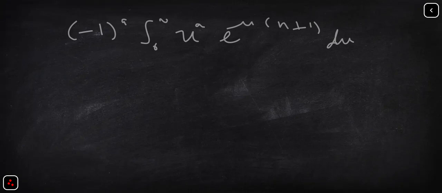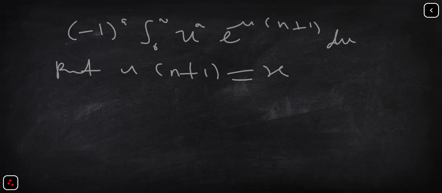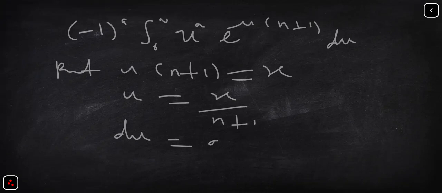I'm going to say let u into bracket n plus 1 be equal to, you can use any letter you like, I'm going to use x. So put u into bracket n plus 1 to be x, then you differentiate and make u the subject of the formula. So u is equal to x over n plus 1, then you differentiate, so that will be du is equal to dx over n plus 1. All right, so the limit is not changing, because if you put 0, it will be 0, and if you put infinity, it will be infinity. The limit is not changing at all.